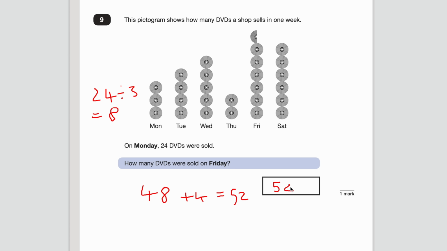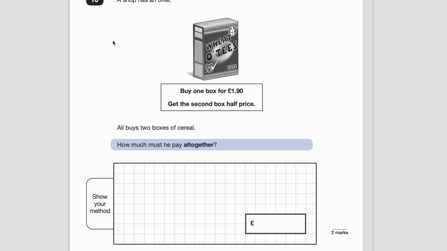Put the answer in the box. That's your answer. Moving on to number 10. A shop has an offer. Buy 1 box for £1.90. Get the second box half price. So Ali buys 2 boxes of cereal. How much must he pay altogether?